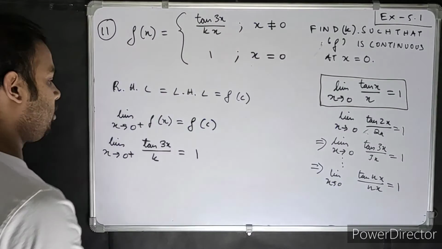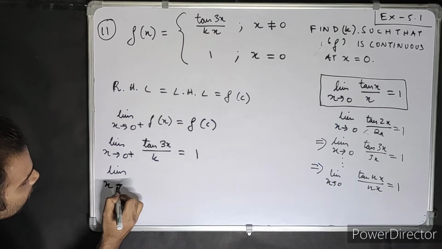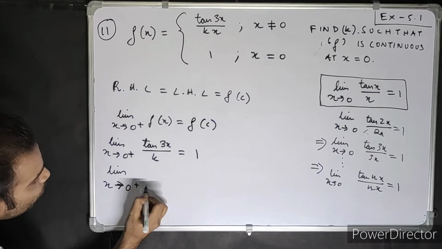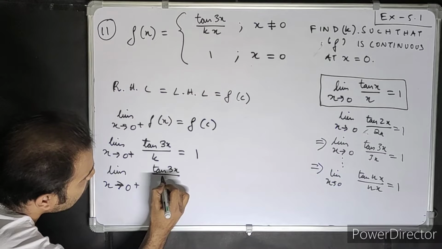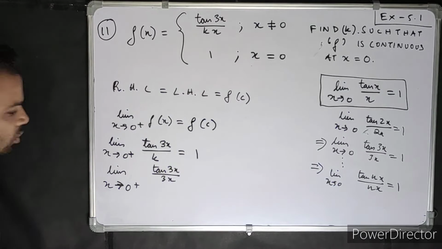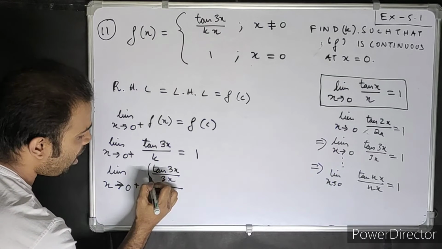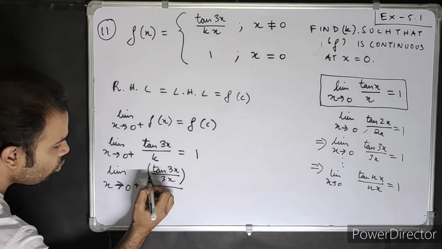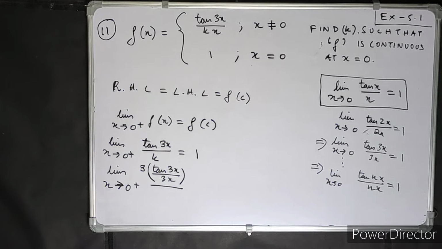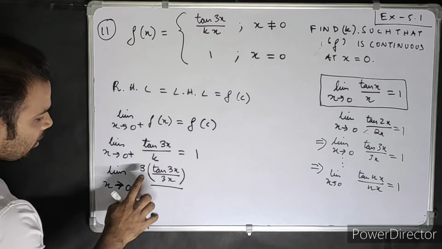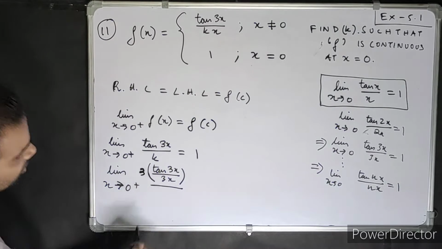Alright. So this is 3x. That means we have to divide by 3x. So go ahead and divide the top part by 3x. Limit x tends to 0 plus, tan 3x divided by 3x. Don't worry about it. Now look at this very carefully. This top part you have divided by 3. I want you to get rid of the 3. How will you get rid of the 3? By multiplying a 3 over here.